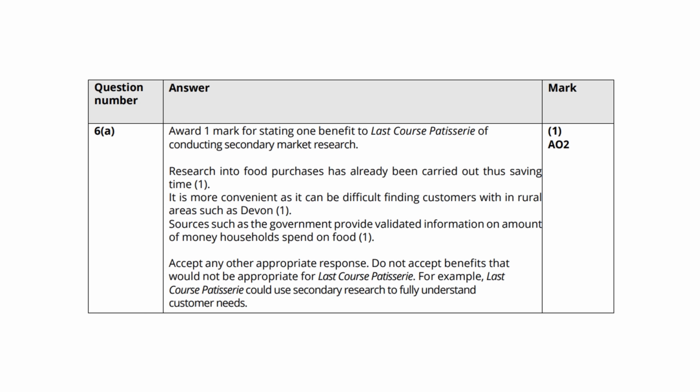Research into food purchases has already been carried out, thus saving time, so you can see the application there. It is more convenient as it can be difficult finding customers within rural areas such as Devon, again application. Sources such as the government provide validated information on the amount of money households spend on food, again further application. So you need to ensure that your answers are very much tailored to what is happening in the case study, but also that it meets the needs of the question.